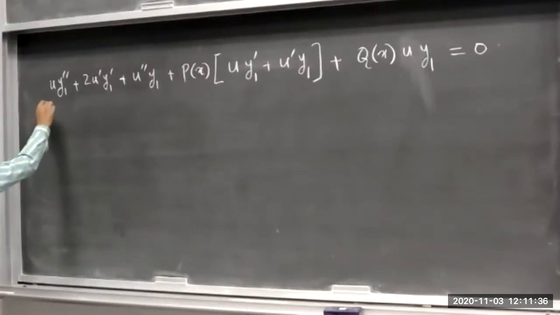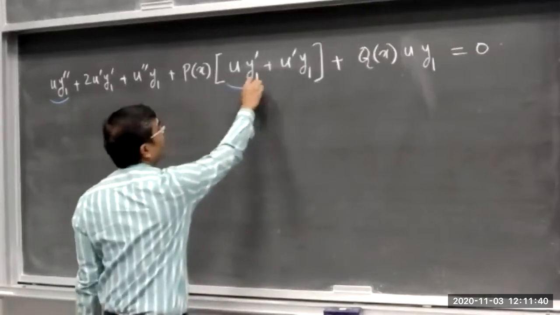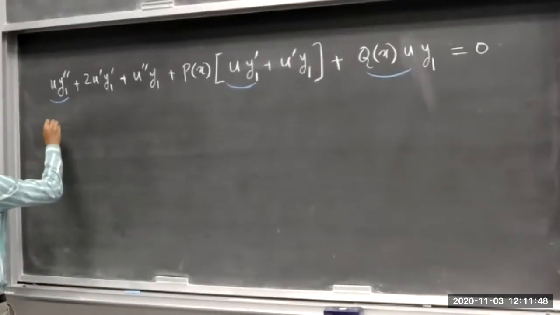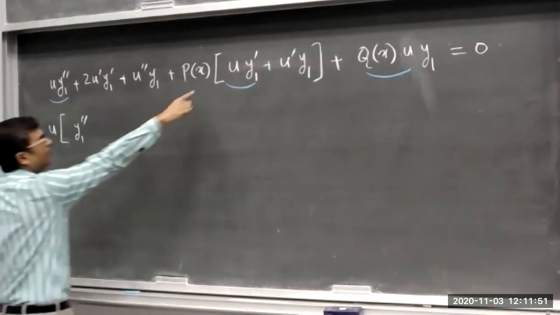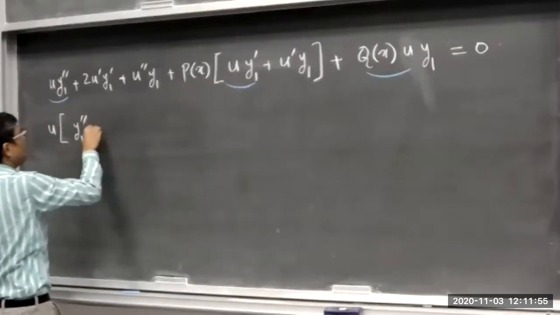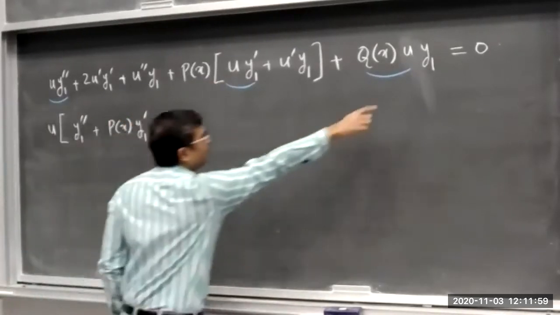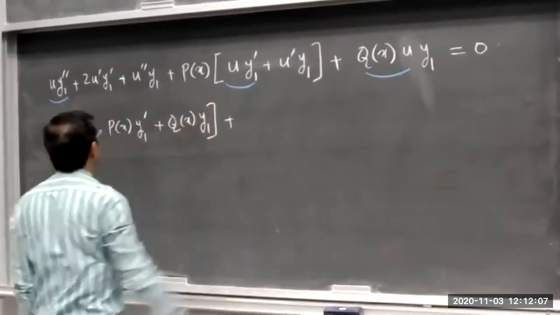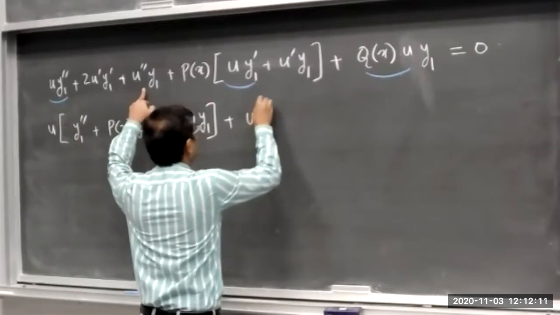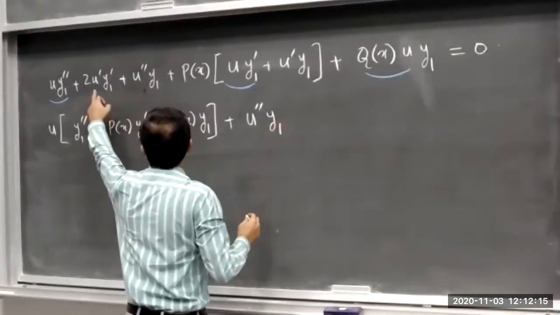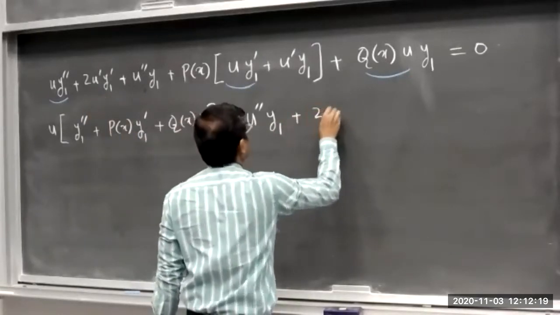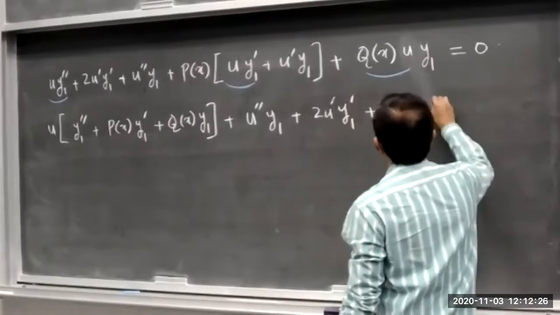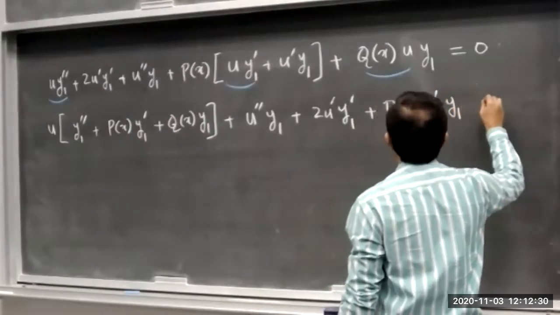Now, collecting the terms. We take u common and we can write u times y1 double dash plus p of x y1 dash plus q of x y1, plus the term u double dash y1, and then the remaining terms: plus 2u dash y1 dash plus p of x u dash y1. So this is equal to 0.